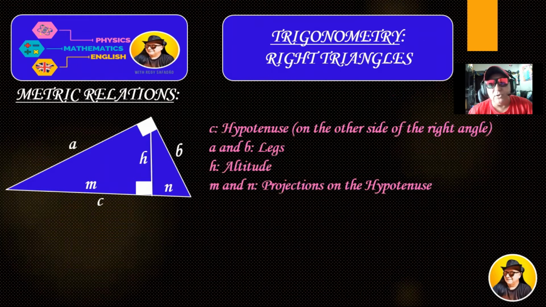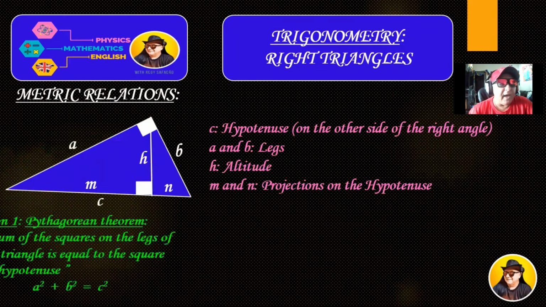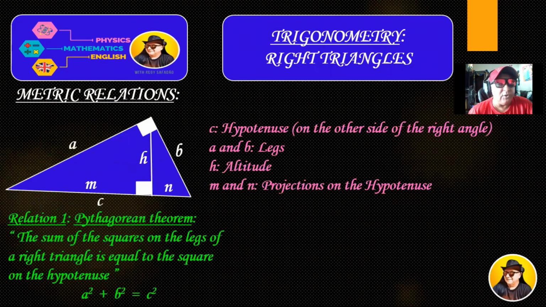C is the hypotenuse. The hypotenuse is the largest side of the triangle, as we already know, and it is always on the other side of the right angle. A and B are the legs. H is the altitude. M and N are the projections of the hypotenuse. And the most important relation, because here we are going to get 4 relations and an extra relation, which is not a metric one.